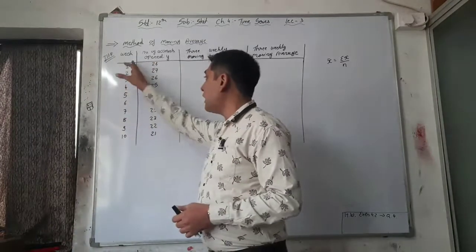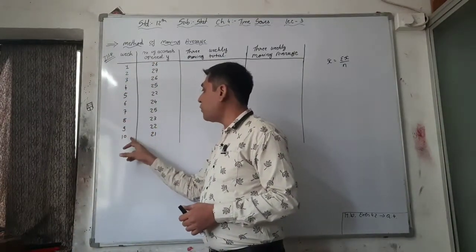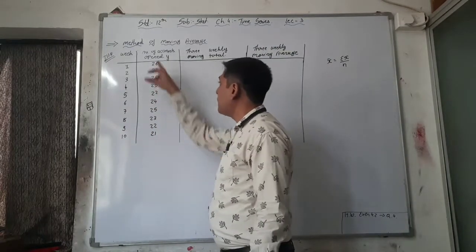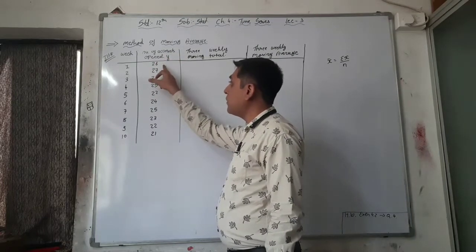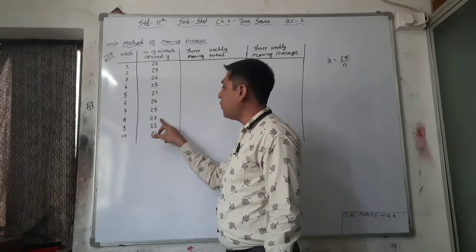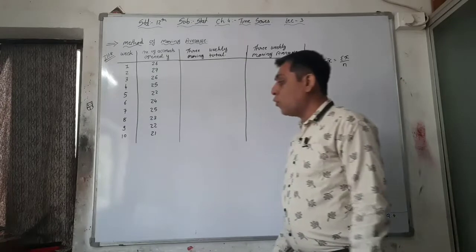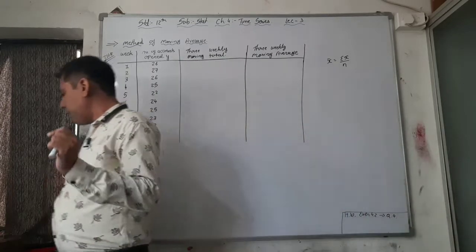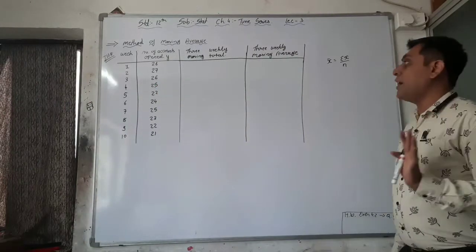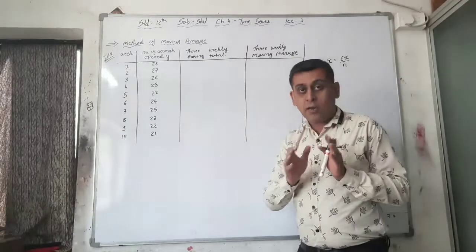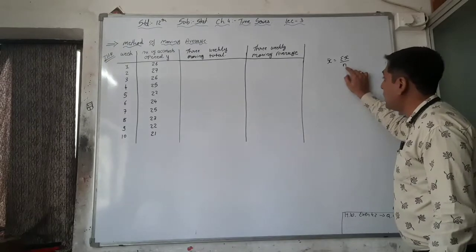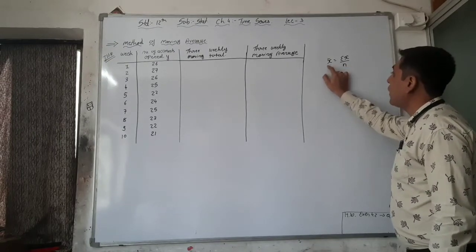Okay, so first of all, write down the question. 1, 2, 3, 4, 5, 6, 7, 8, 9 and 10. 10 weeks are given. Y, number of accounts opened, that is your Y. It is given 26, 27, then 26, 25, 22, 24, 25, 23, 22 and 21. Now we have to find out 3 weekly moving average. So first of all, for that we have to find out the 3 weekly moving total, and then the total is divided by the number of years or weeks, and we can find out the average.